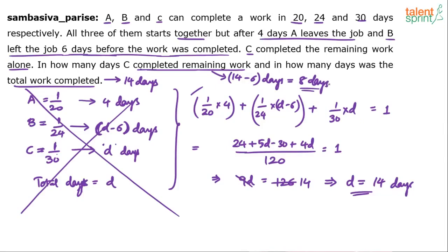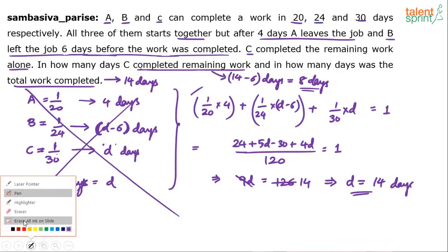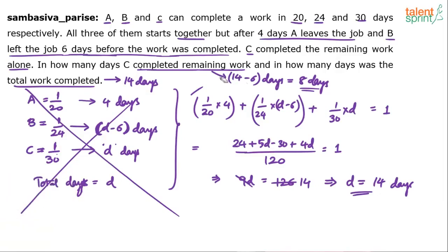Now, why are we taking 8 days? Simple. See, what do you mean by remaining work? Remaining work started only when B left, right? Yes or no? Or hold on. No. I think it should not be 14 minus 6. It should be 6 days. C completed the remaining work, not in 8 days. Try to understand this part. In how many days did C complete the remaining work?